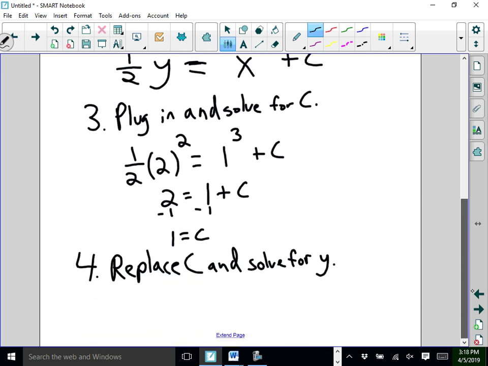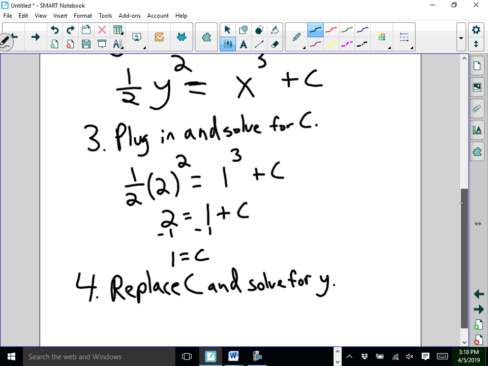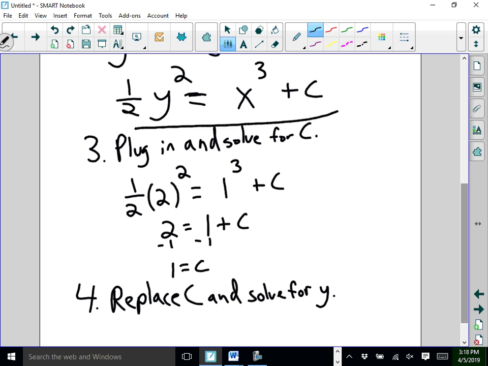It must be in Y equals form. When we write equations of lines, we don't have to have it in Y equals form, but here we do. They're very specific about that, so make sure you do that. So I'm going to replace C. Looking back at this equation, I now know what C is. So I'm going to rewrite this whole equation, but where I see the plus C, I'm going to write 1.